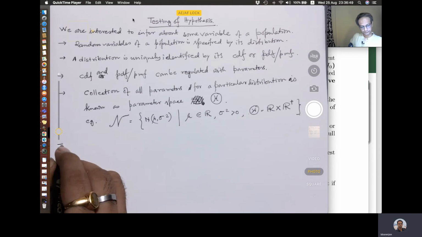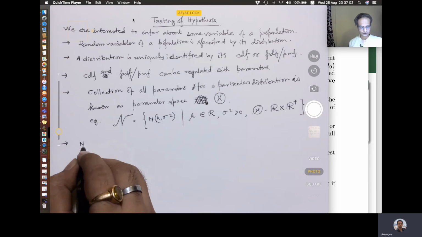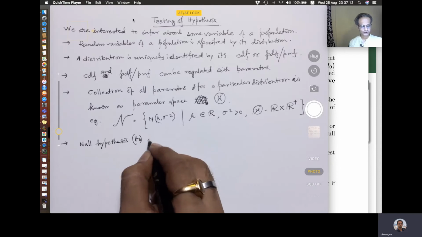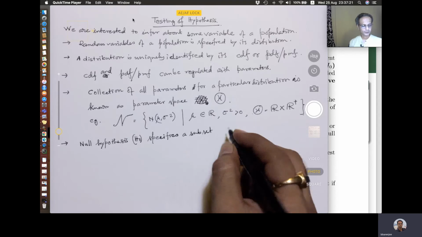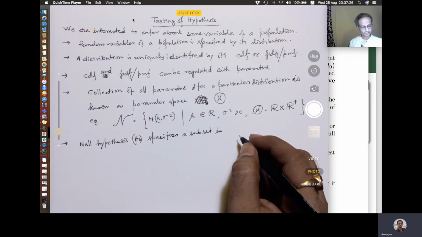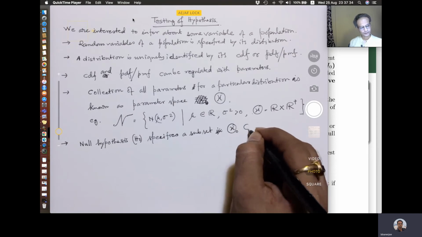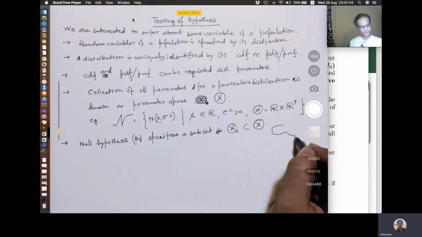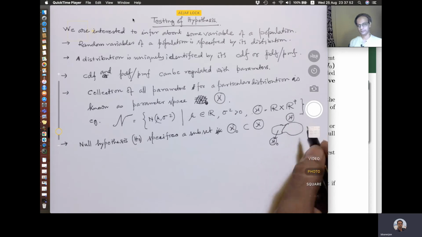Now, we can define the null hypothesis. As we have already told, the null hypothesis, usually denoted by H naught, specifies a subset in the parameter space. So if this is your parameter space, then this entire parameter space is script theta, and H naught specifies a subset of it.